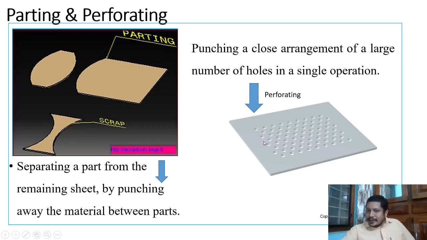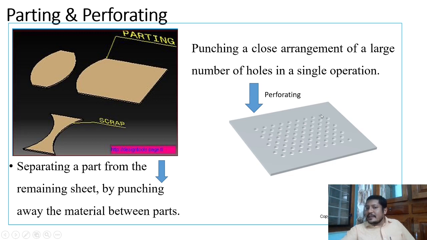Perforating: you can see continuous holes are being made on a surface. It is not drilling, it is again stamping. No machining is taking place. With the help of stamping dies, holes are being cut continuously on a sheet metal. That operation is called perforating.